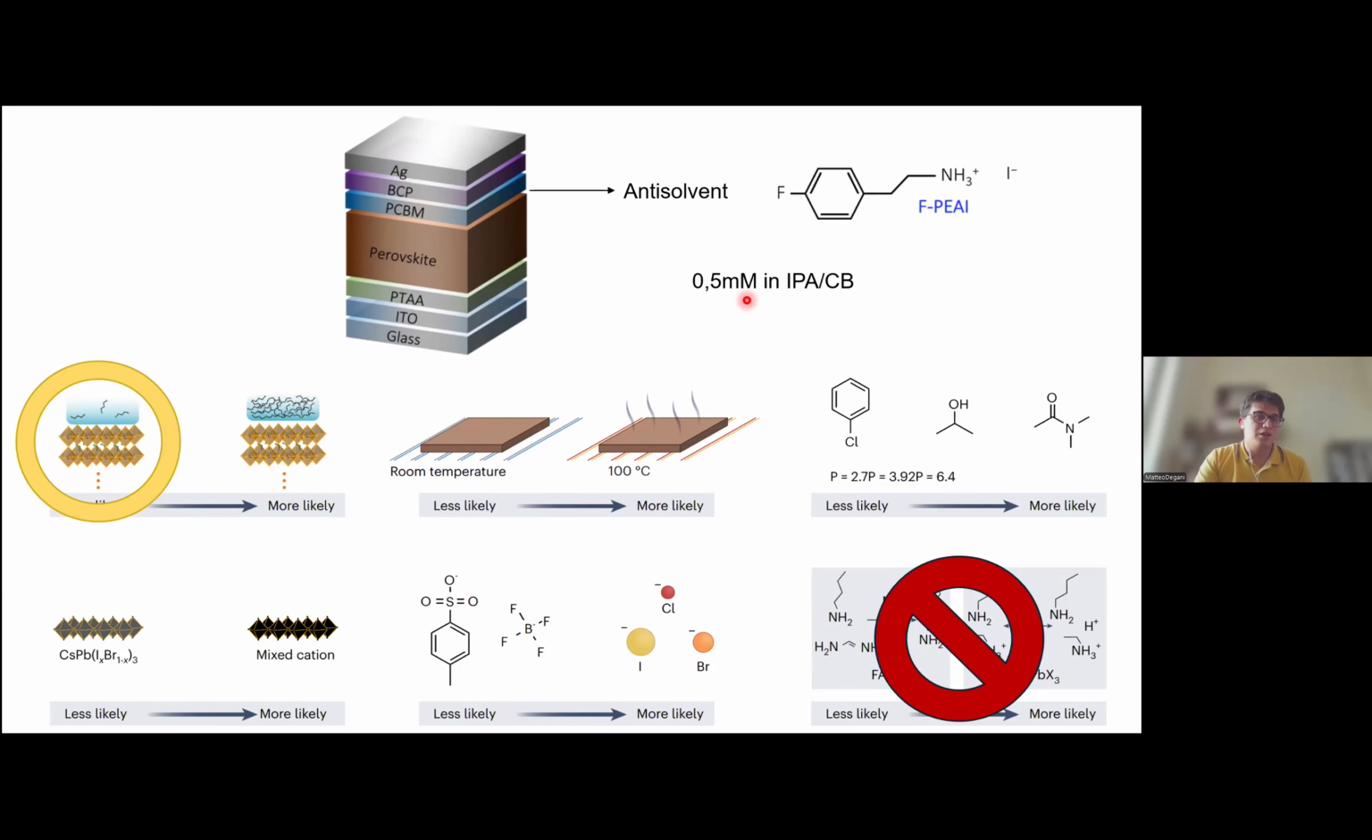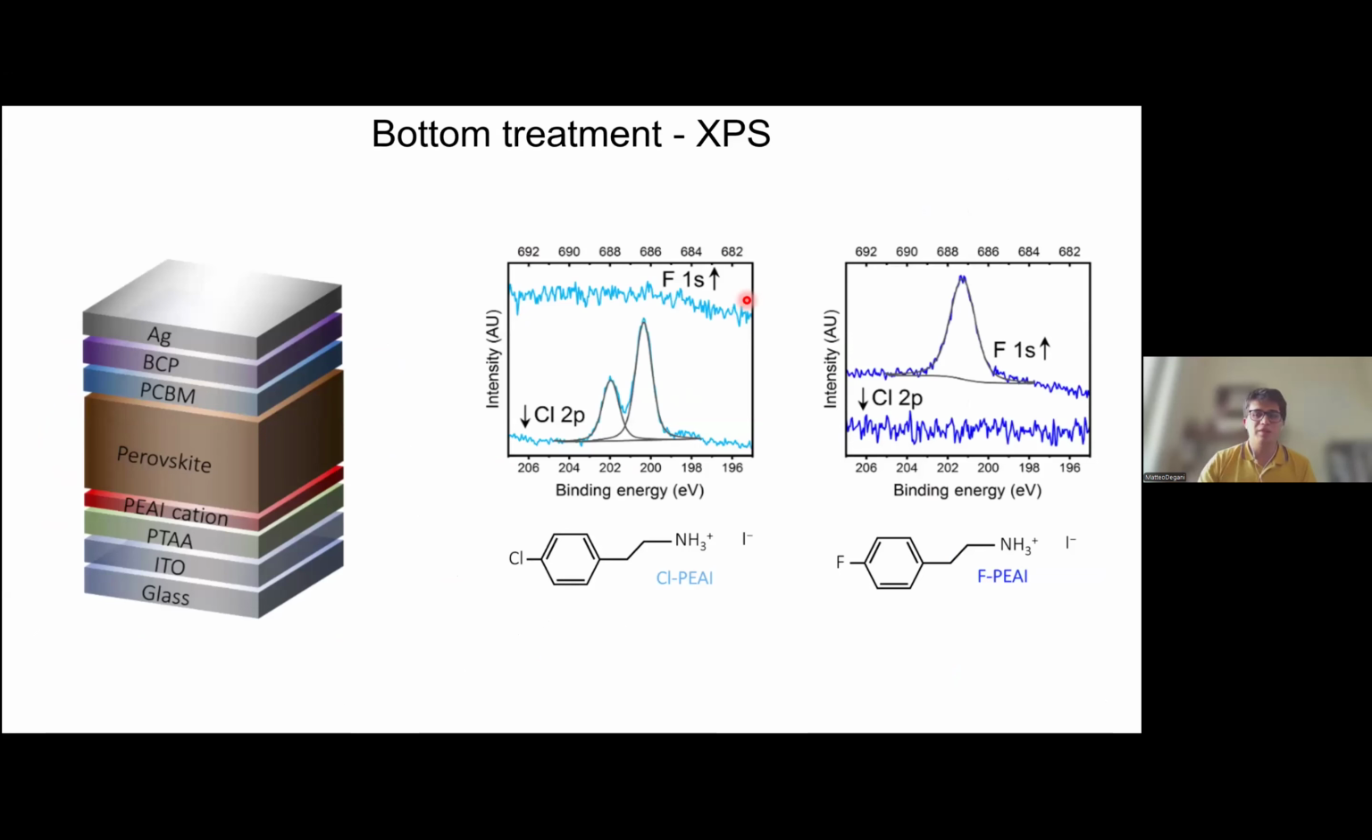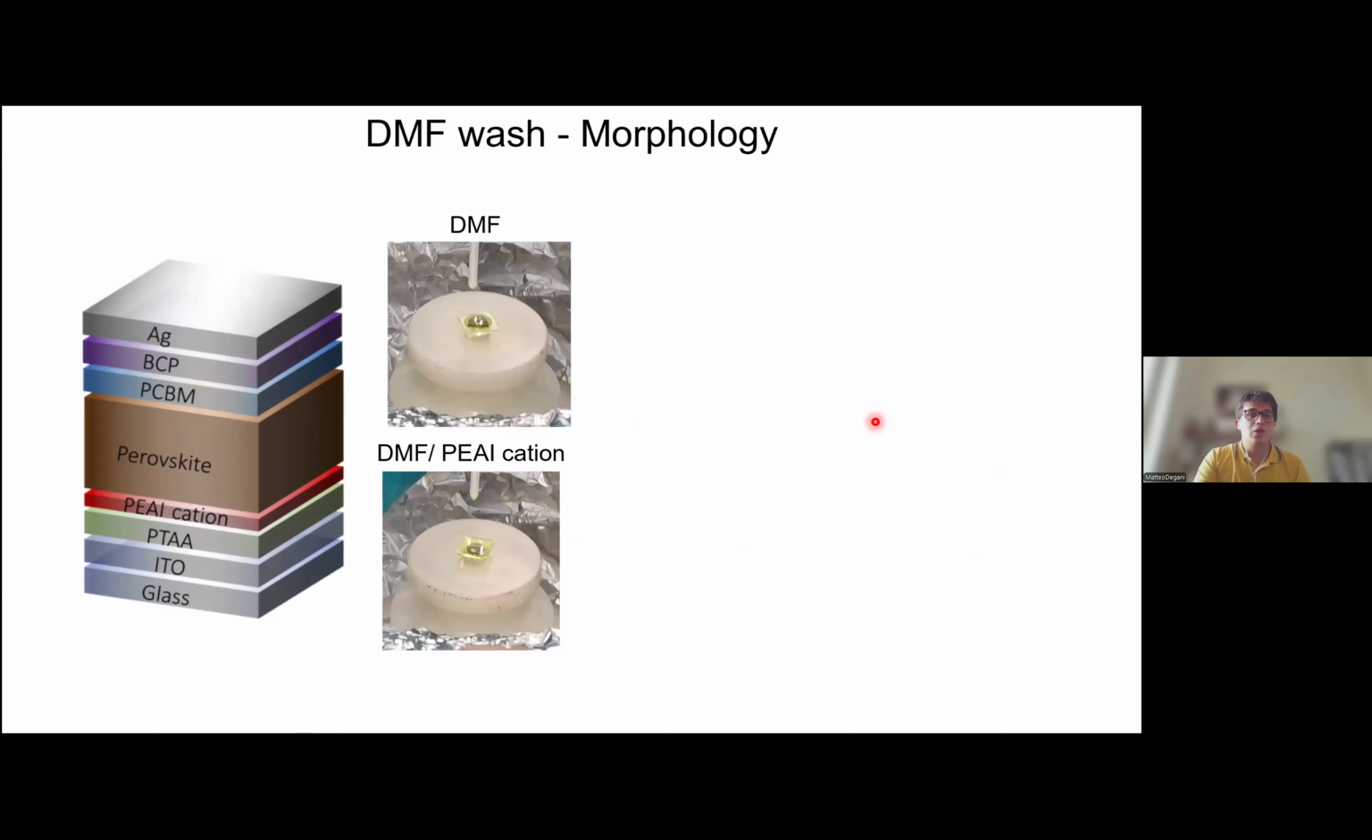But looking at what happens, basically, performing the bottom treatment, we started with XPS, to detect the presence of this molecule on the surface of PTAA. And as it's possible to observe, there is the chlorine peak in the first case and the fluorine peak in the second case that are most likely the identifiers of the presence of these organic salts on top of the surface of PTAA.